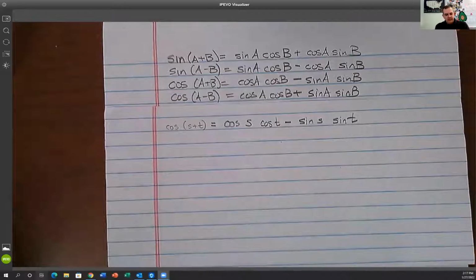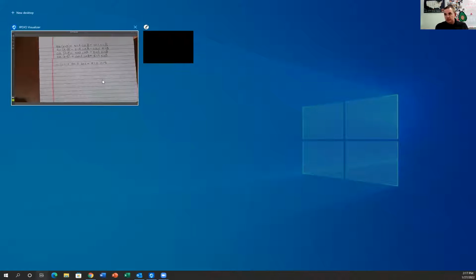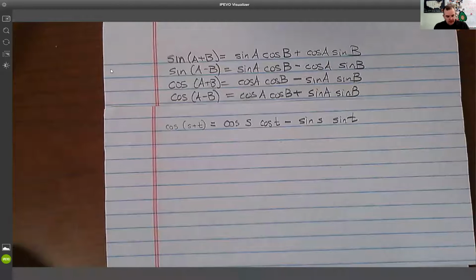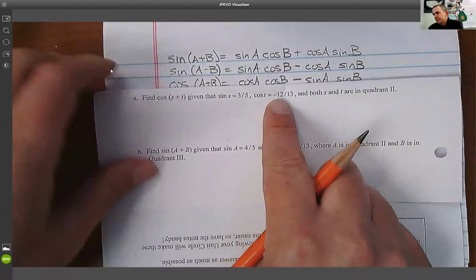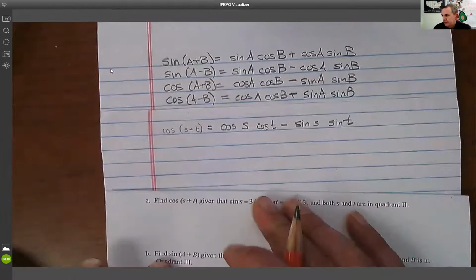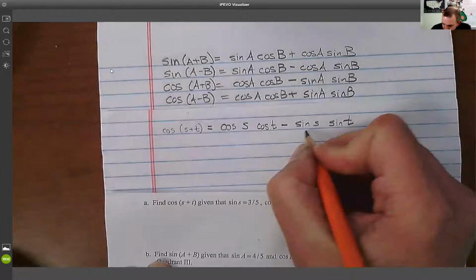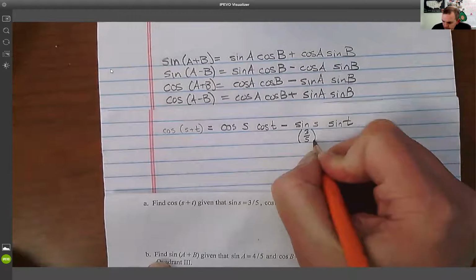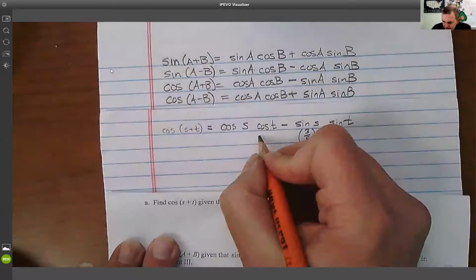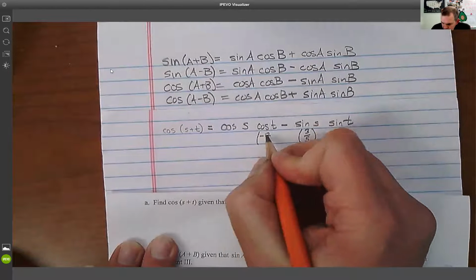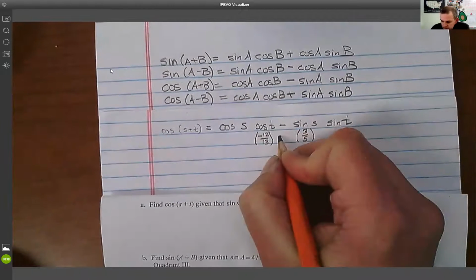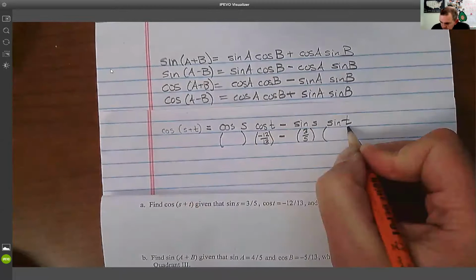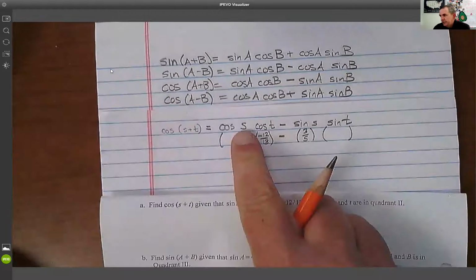Now let's take a look again and see what they gave us. They're telling us that sine s is 3/5. They're telling us that cosine t is -12/13. So they're telling us that sine of s is 3/5, and cosine of t is -12/13. Okay, so now what we need to do is, if you notice, there are two values we don't have. We need cosine s, and we need sine t.